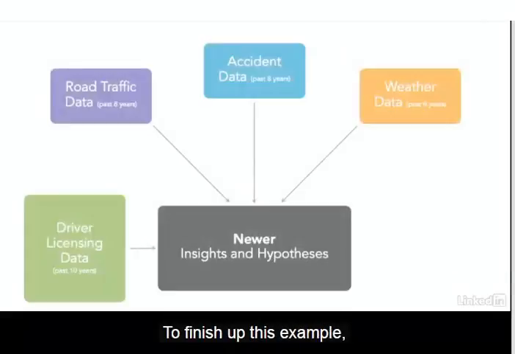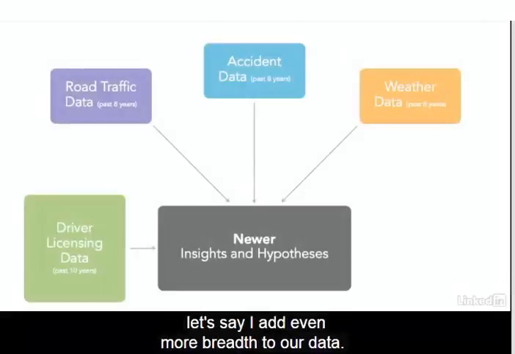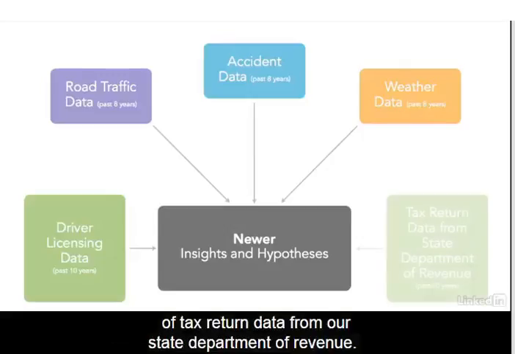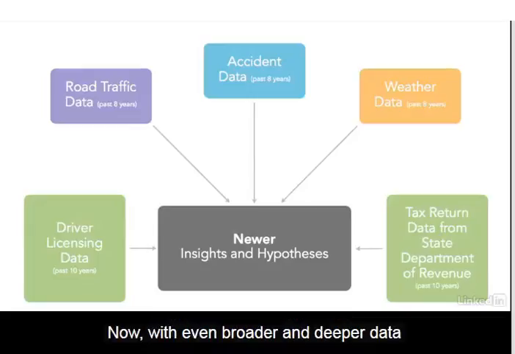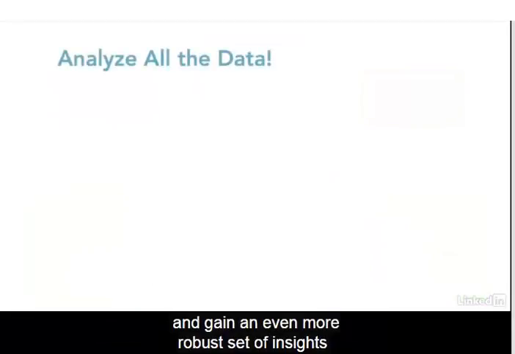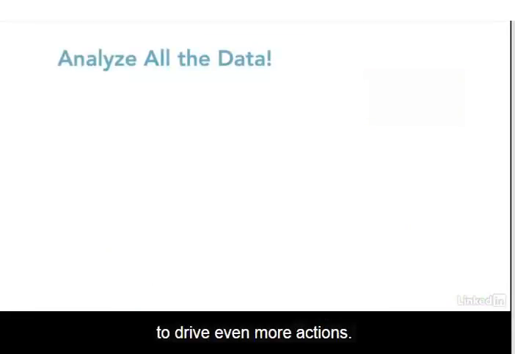To finish up this example, let's add even more breadth to our data. Now we have 8 years of road traffic, accident, and weather data, 10 years of driver license data, and we're actually going to add 10 years of tax return data from our state Department of Revenue. Now, with even broader and deeper data, we can ask an even richer set of questions and gain an even more robust set of insights to drive even more actions.